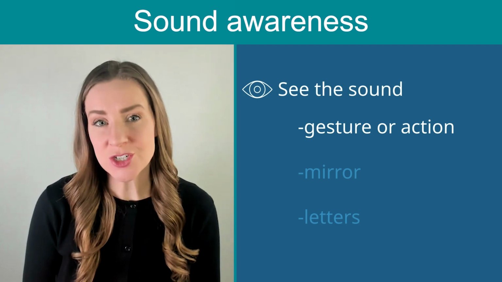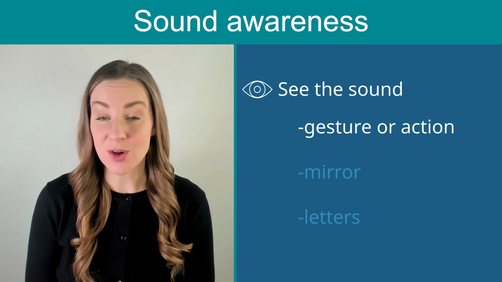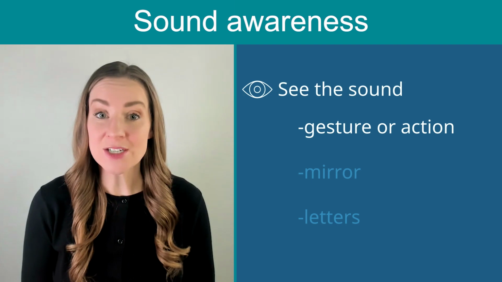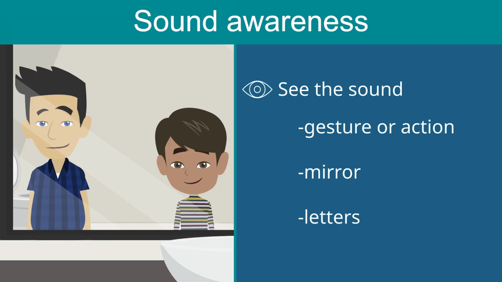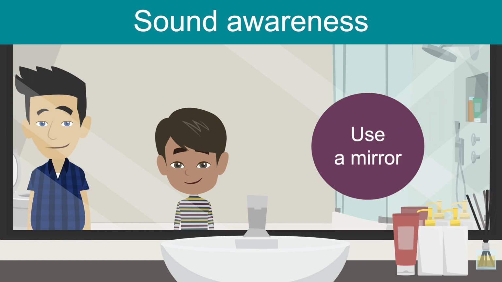You can also use a gesture that represents the sound in some way. A good example of this is using the quiet gesture for the SH sound, shh. There's no right or wrong way to do this. Just do what feels right for you. The second way you can help your child to see the sound is to use a mirror. When using a mirror, say the sound in front of the mirror so your child can watch you. Talk about how you move your mouth. Your child can try making the sound if they want, but the goal is to have your child see how the sound is made.